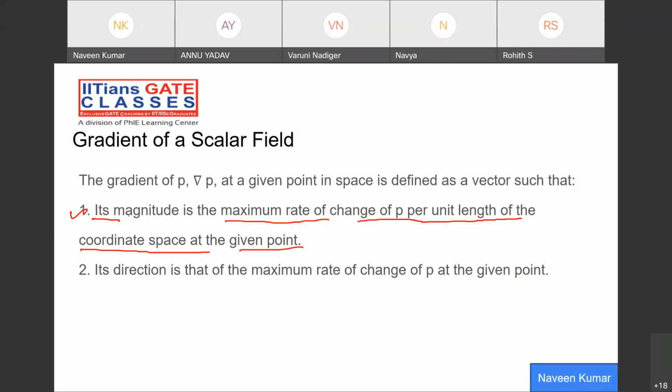What will its direction represent? Definitely del P is a vector quantity. It will have its own direction.